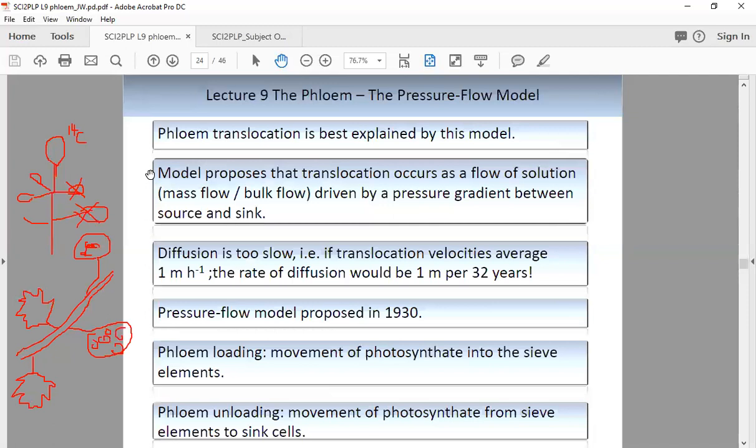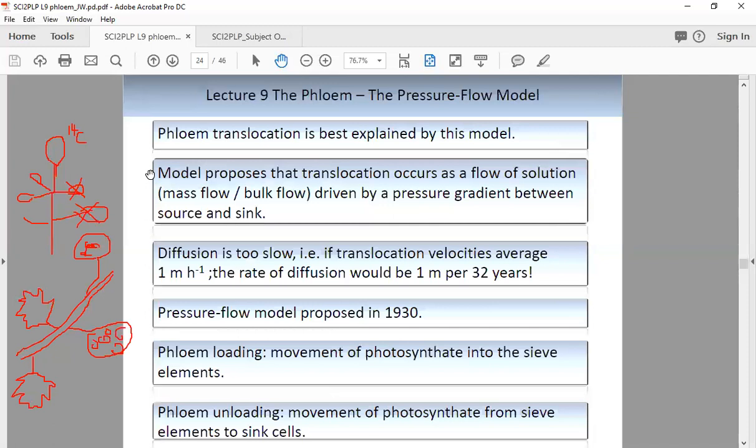Who remembers this model, the pressure flow model? Because we just touched on it briefly in living systems. But you can tell me that you've forgotten. I won't feel too bad. Remember the name only. Okay. At least you're honest. At least you're honest.